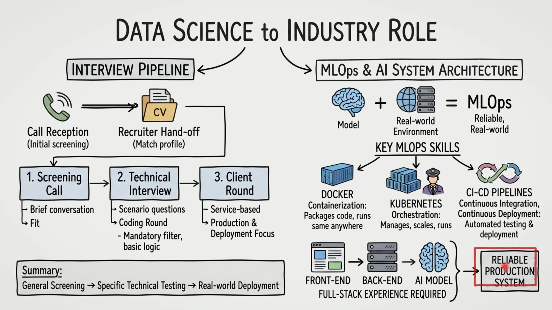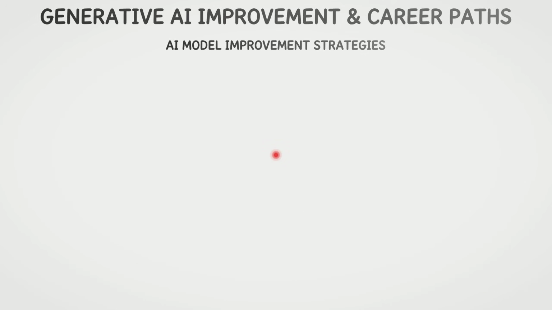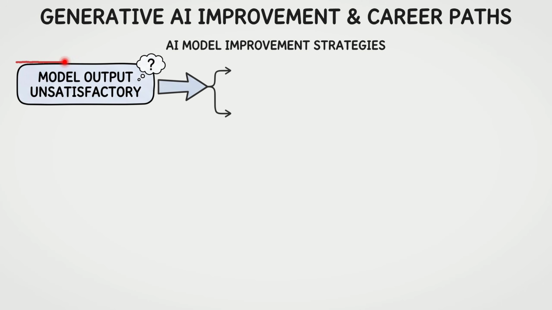Now that we understand the deployment architecture, let's look at what happens when those deployed models give unsatisfactory outputs and how we fix them using techniques like RAG and fine-tuning. In the world of generative AI, a common challenge we face is when a model's output is simply unsatisfactory. For example, it might not know specific company data or it uses the wrong tone. To fix this, we rely on two main improvement strategies.